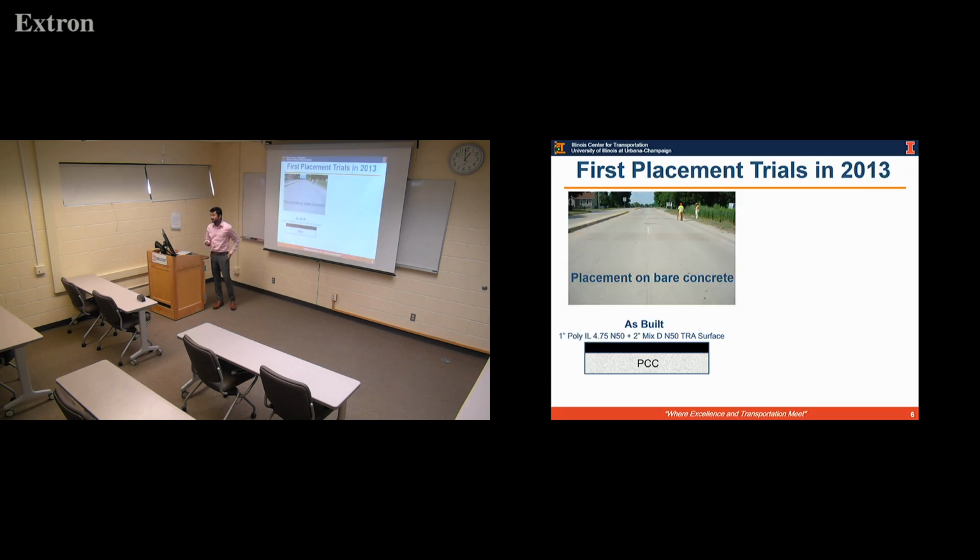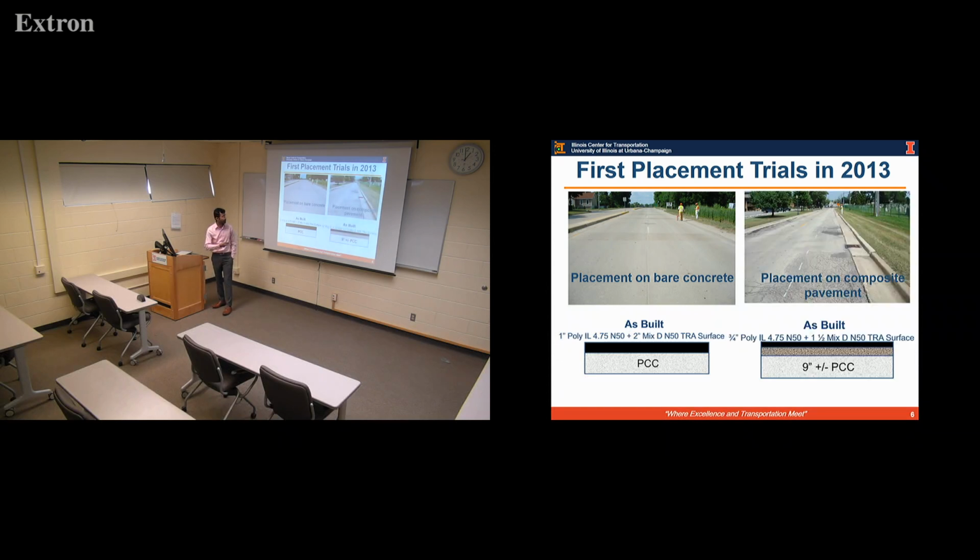Now, at the time of the first placement in 2013, we had different pavement structures on which these mixes were placed. The first was a typical PCC pavement, on which we had a 1-inch leveling binder followed by a 2-inch thick TRA mix. The second type of pavement structure was a composite section with 3/4 of an inch of leveling binder followed by 1.5 inches of the TRA surface course.